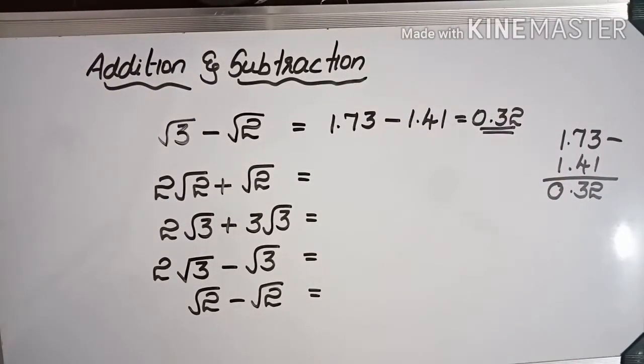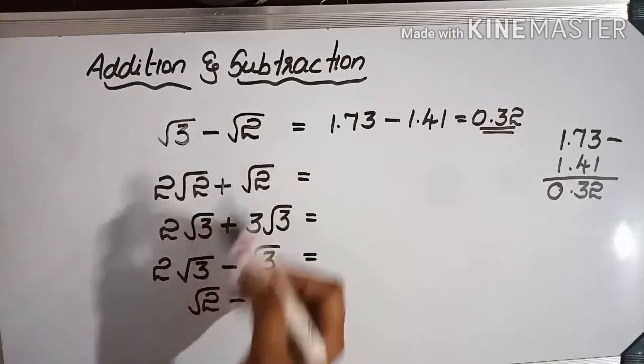But in some questions you can directly write the answer as root 3 minus root 2. Sometimes in the question paper they will mention that there is no need of the exact value. If it is specified to find the exact value only, you can apply this. Otherwise you can directly write this answer.